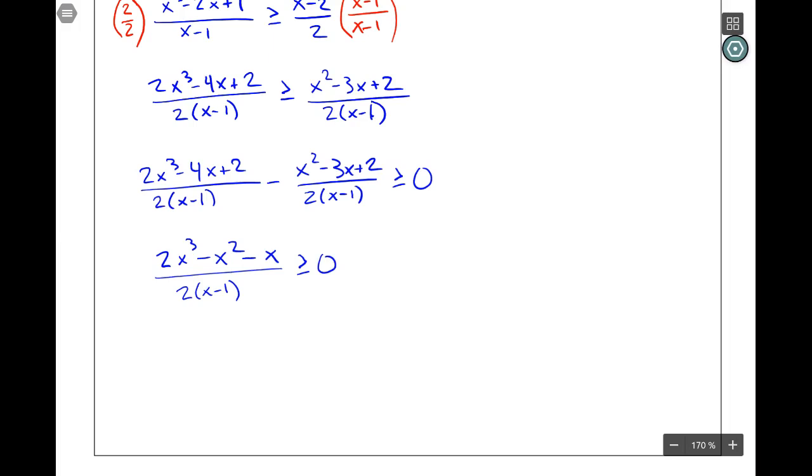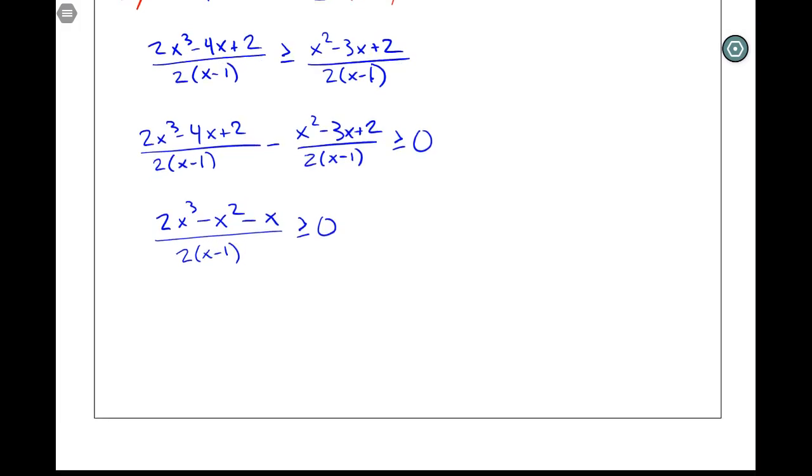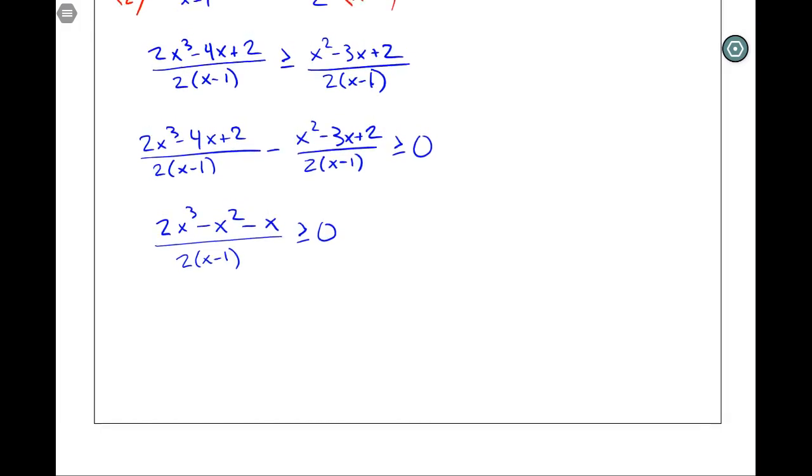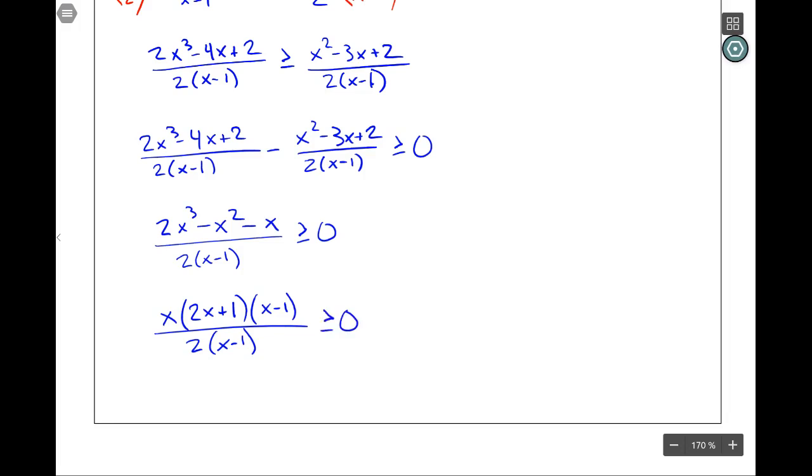All right, so if you recall from the second problem on the first side, we were able to factor 2x cubed minus x squared minus x into x times the quantity 2x plus 1 times the quantity x minus 1. And then our denominator is still 2 times the quantity x minus 1. So we want to know when that's greater than or equal to 0. I don't know about you, but this looks like a perfect application for a sign chart. So let's go ahead and draw a number line.